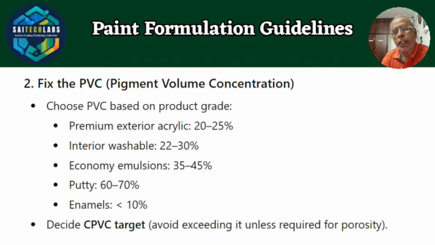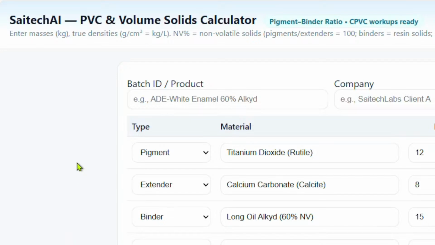In fact, I have introduced a calculator for this, so that it should be very useful to you. Okay. Now let me explain to you how to calculate this pigment volume concentration and volume solids using this PVC and volume solids calculator. We can also calculate the pigment binder ratio. Now let me explain one by one.